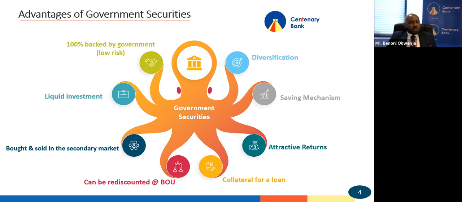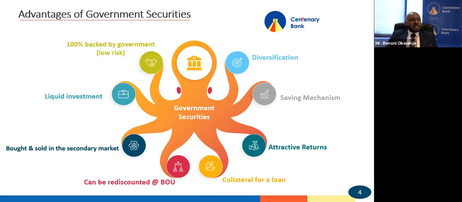These, again, tie in to it being backed by government. If push came to shove and the market went haywire, Bank of Uganda will directly give you back your money if you go to them with your government securities. As long as the government securities have 91 days or less, then they will actually give you back your money, even without having to trade in the secondary market.